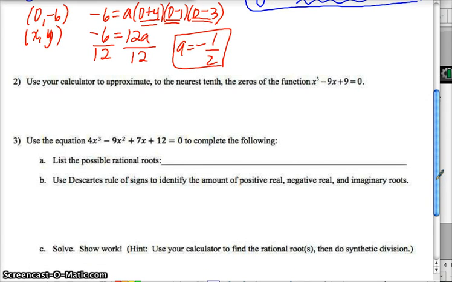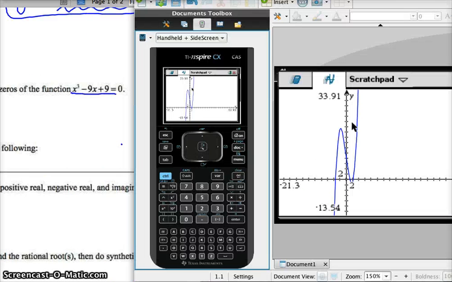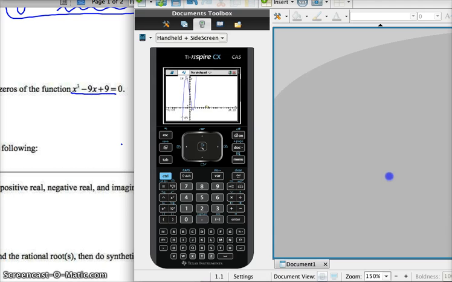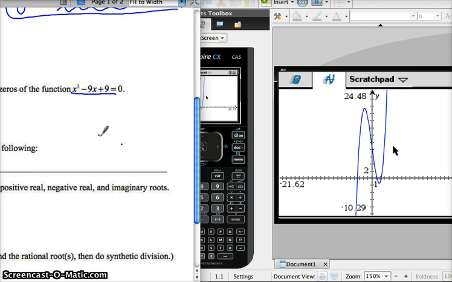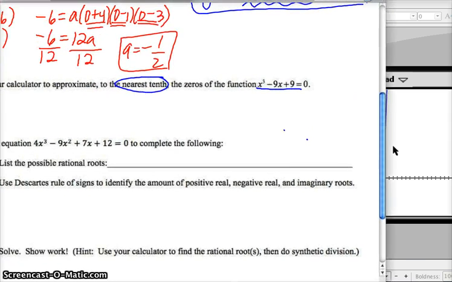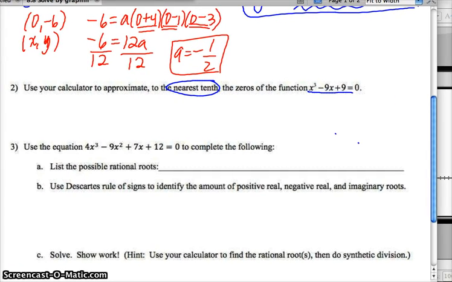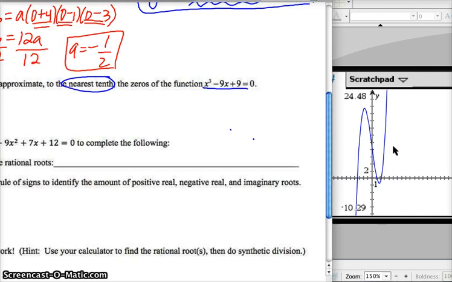Okay, number 2, this is our first calculator problem. It says use your calculator to approximate to the nearest tenth the zeros for this function. So you grab your calculator, you plug in x cubed minus 9x plus 9, you graph it, and this is what you should see, right? So I see this right here. You can make your graph bigger or smaller, adjust it if you want. Okay? So then what does the question ask us to do? It says approximate the zeros to the nearest tenth of this function.